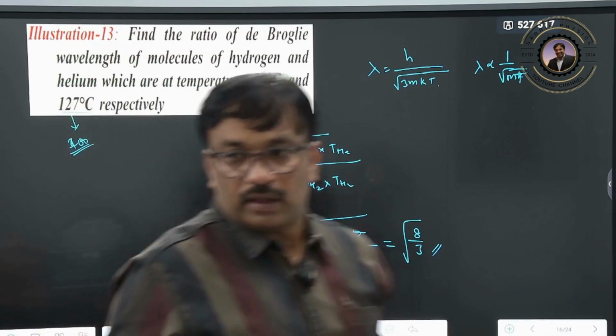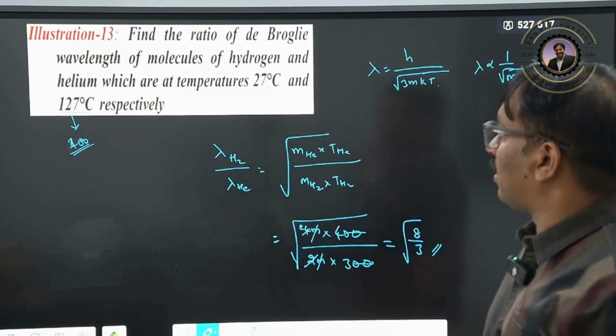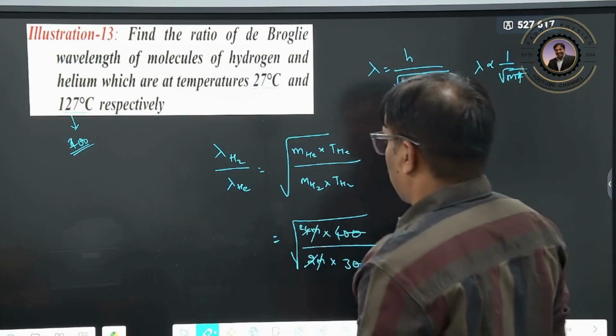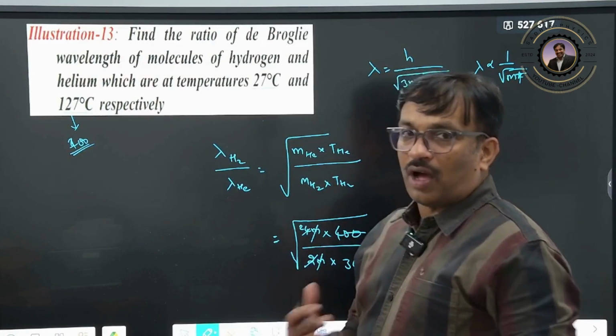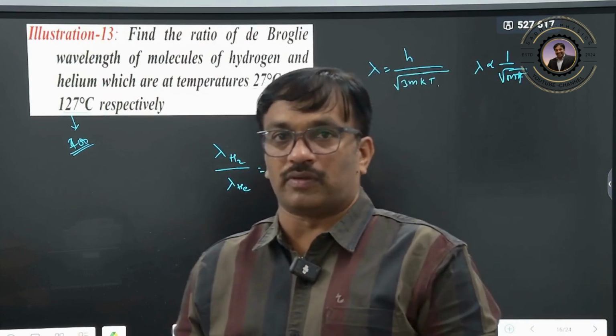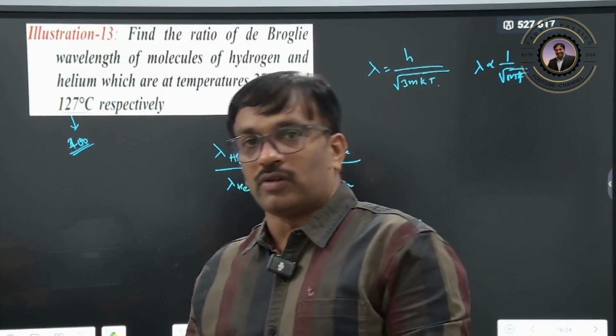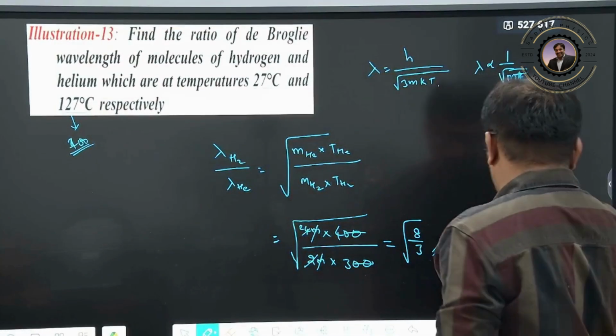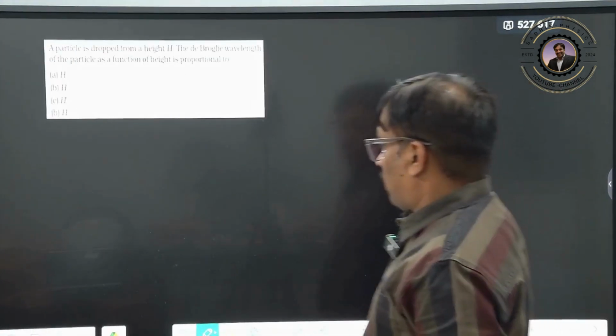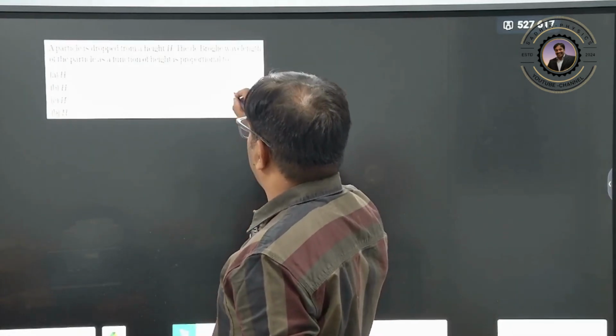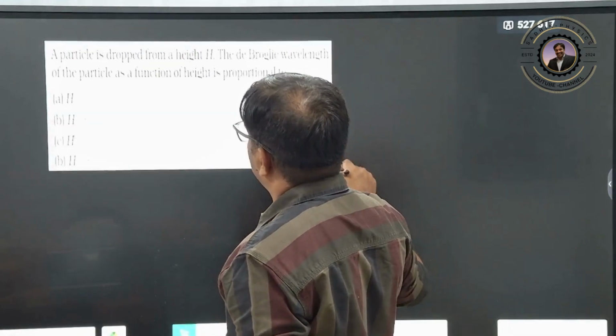Clear? Like this, KTG is involved with this one. Like that you have to always try for mixed concepts, not only one concept. You have to try for different mixed concepts.